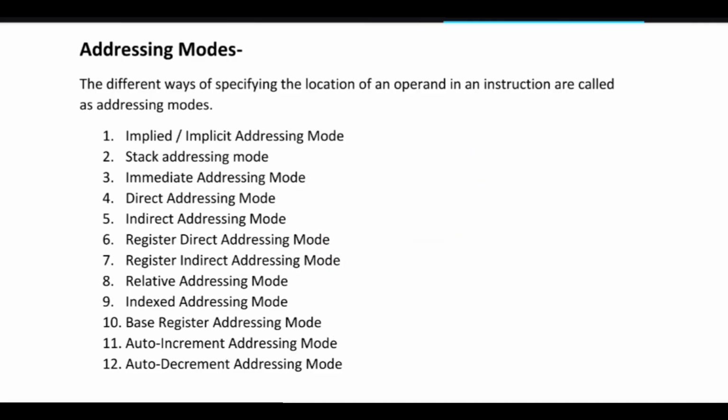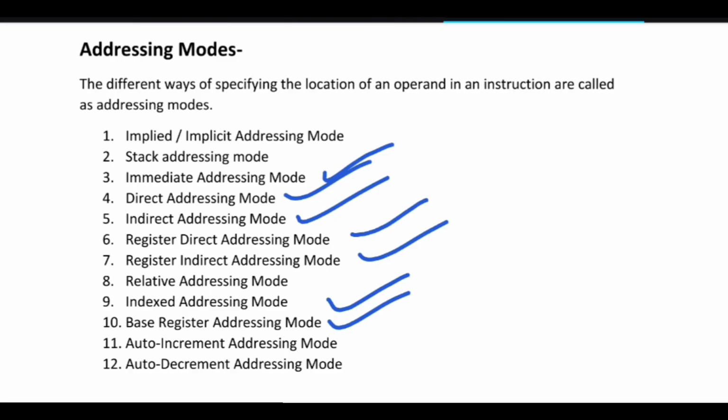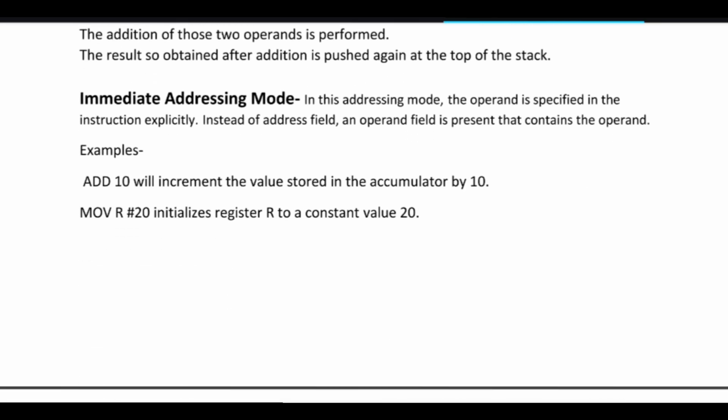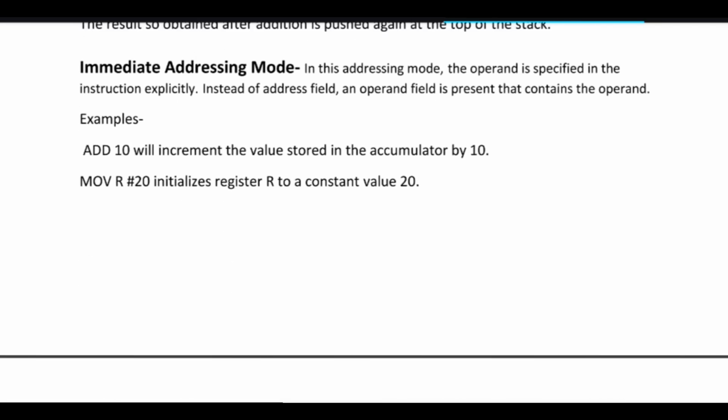Let's discuss immediate addressing mode first, then direct, then indirect, then register direct and register indirect, then indexed addressing, then base register addressing. Okay, let's go to immediate addressing. As mentioned, the operand is specified in the instruction explicitly. It means in the instruction itself, the value is the operand.